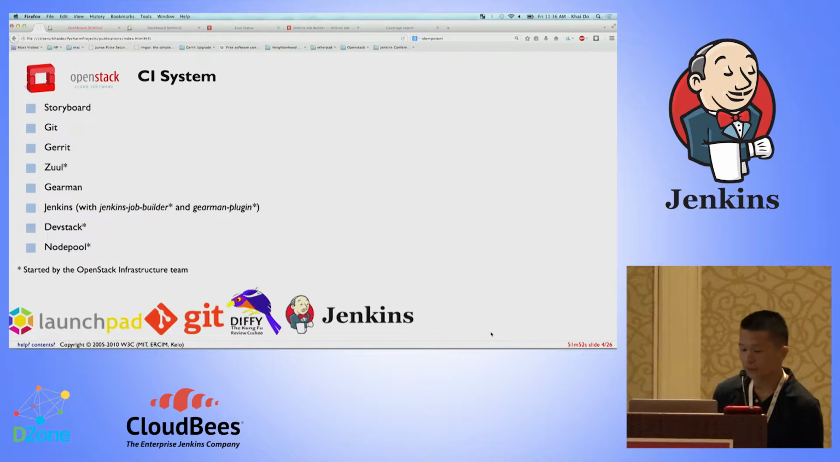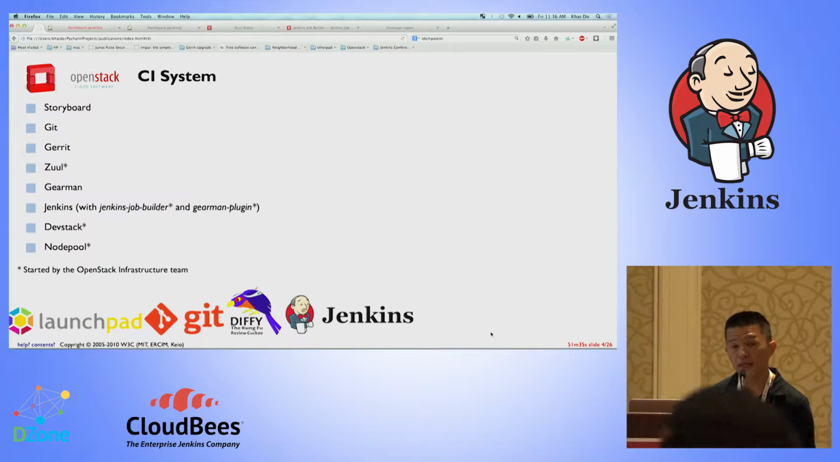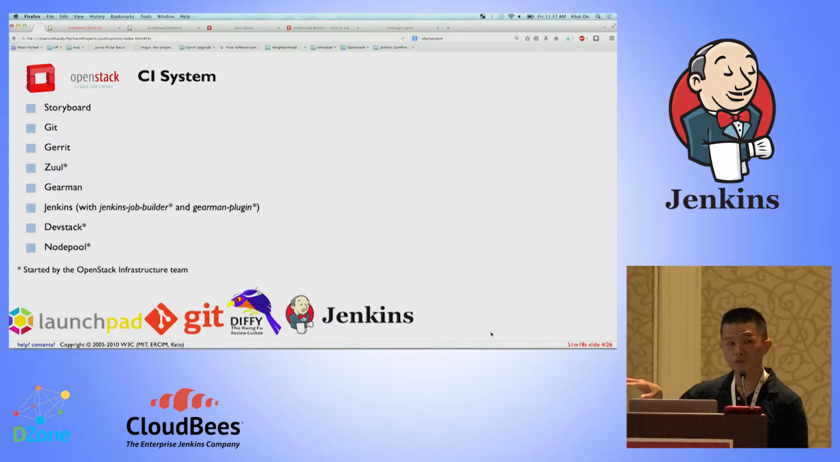What was the other one? We use DevStack. DevStack is a development platform for running OpenStack. So we use that for a lot of our testing. We use Nodepool, which is another thing that was created by OpenStack, and that is to allow us to provision our Jenkins slaves, and auto-scale those slaves so we can bring them up when we need them, and we kill them when we don't use them.